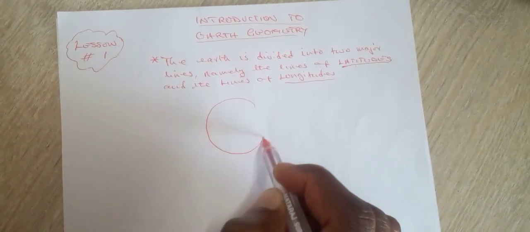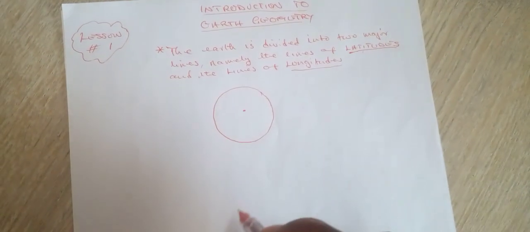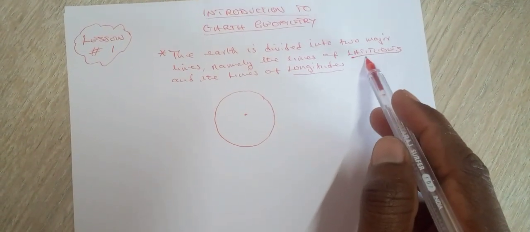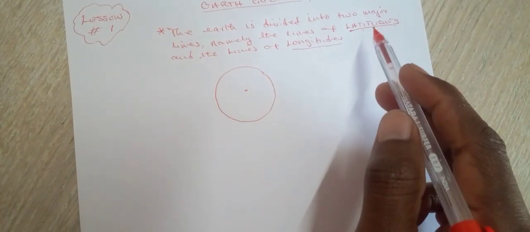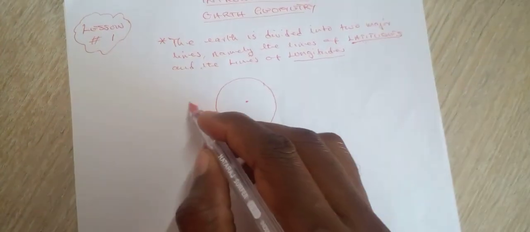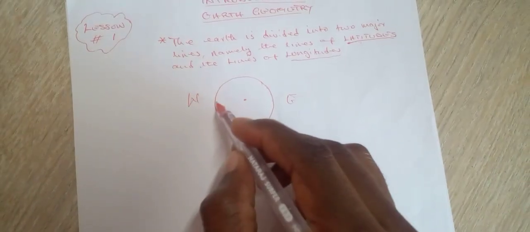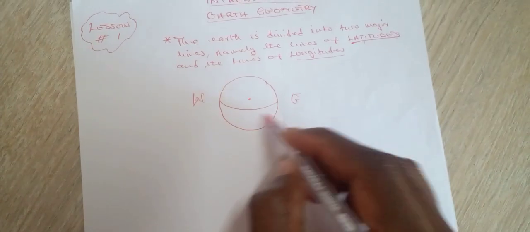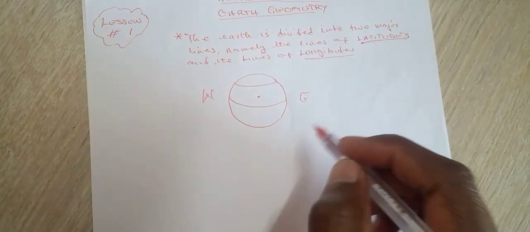This is the earth. We know it's a sphere like that. Don't mind my drawings. And let's assume that this is the center of the earth. Now, this earth we are given, we need to be able to identify the lines of latitude. Latitudes are lines that run from west to east. So latitude looks like this. Lines that run from west to east are called latitude.